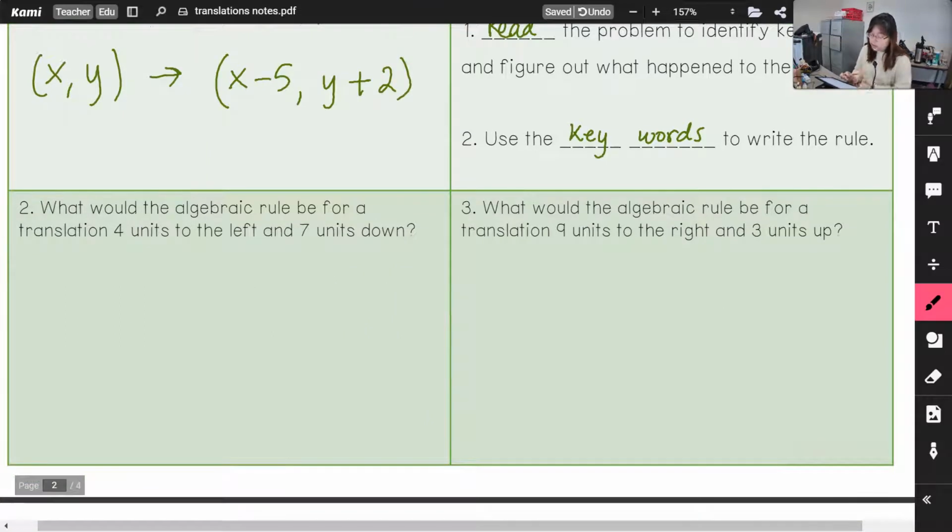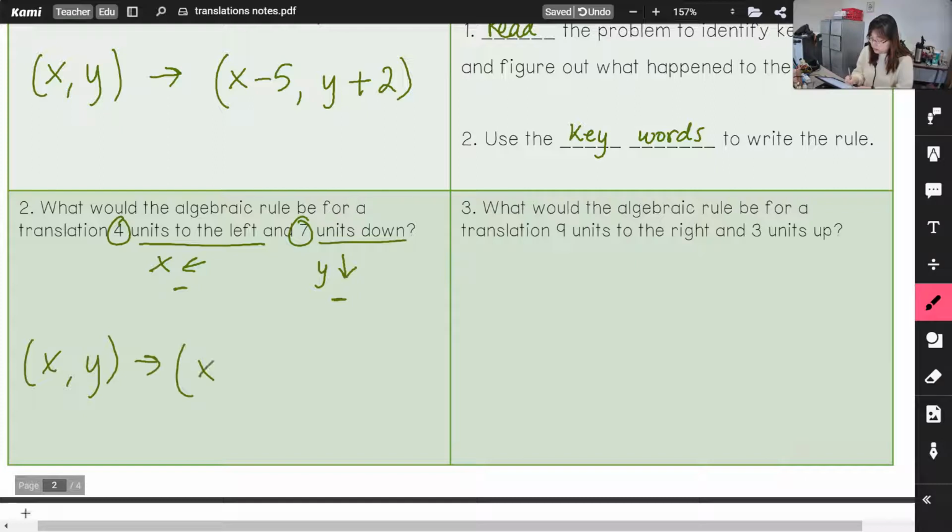Now what would the algebraic rule be for a translation 4 units to the left and 7 units down? So same thing. We have our keywords here, left and down. Left affects x, and left is a negative motion, so you're subtracting. 7 affects y. Oops, 7 affects y. We're going down, so that's also negative motion. So our rule is simply xy, arrow, x minus 4, y minus 7.